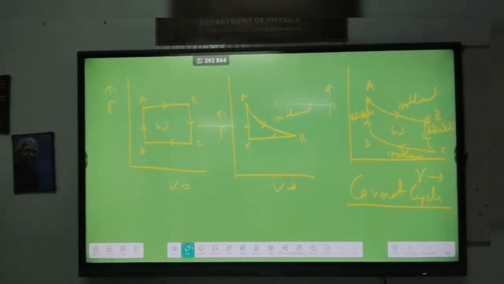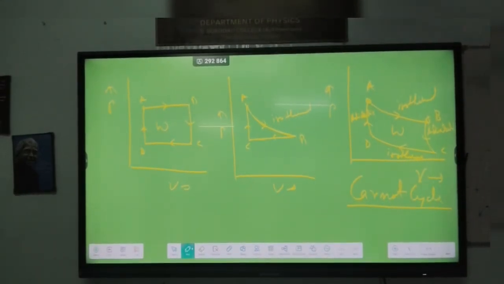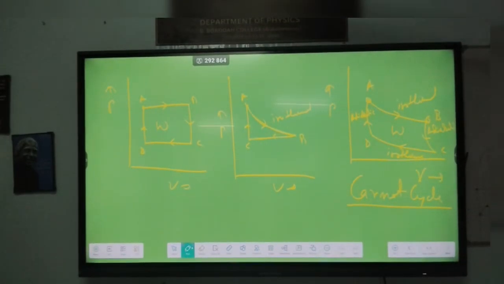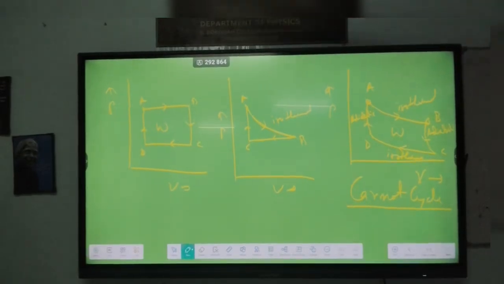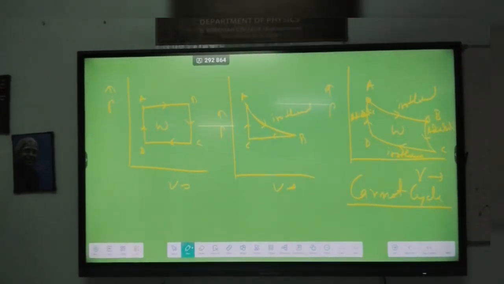Now that cycle may be different for different heat engines, but it must work in a cycle. It must complete in a cycle. That means each cycle will produce a work done, and while the cycle repeats, you are getting the work done continuously from the heat engine.